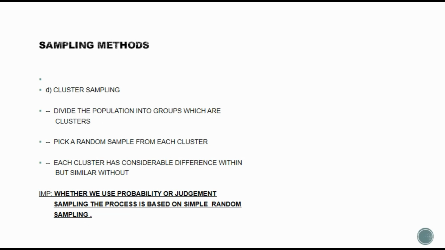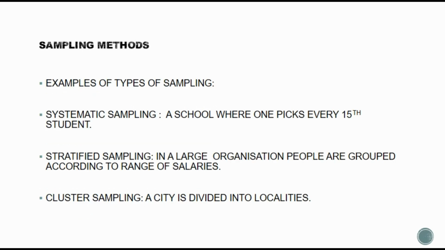Cluster sampling: you divide the population into groups which are clusters. Now you pick a random sample from each cluster. Each cluster has considerable difference within but is similar without. So whether we use probability or judgment sampling, the process is based on simple random sampling.